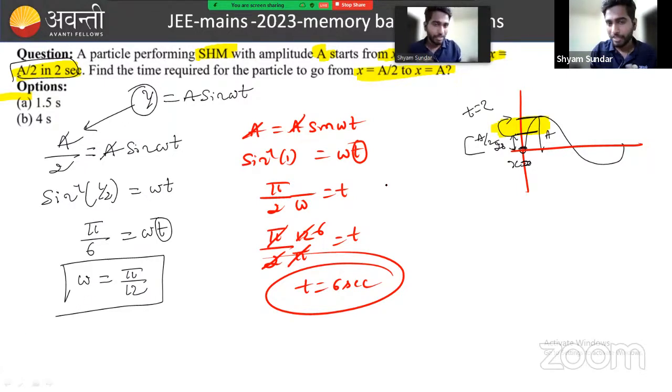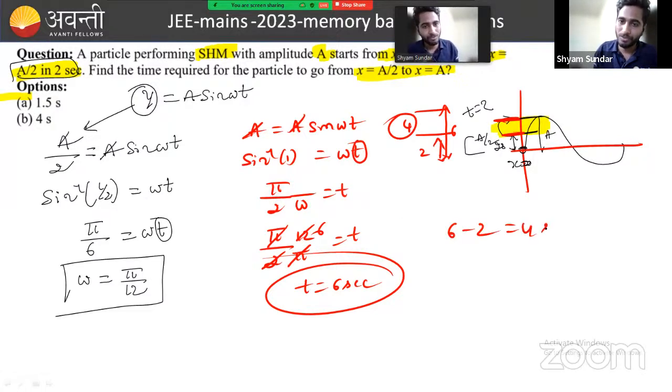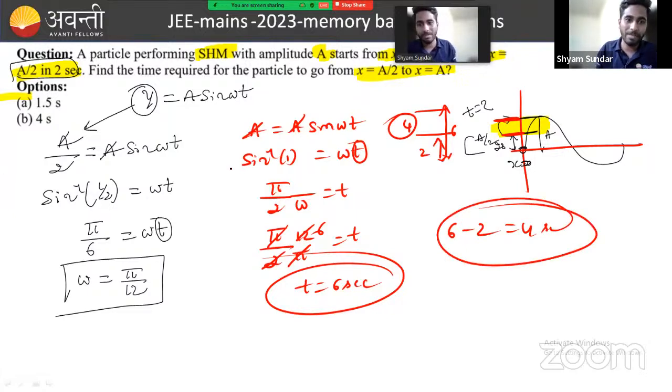Then we need to calculate only this portion, right? The yellow colored portion. We know that up to a by 2 it is taking 2 seconds. Up to the maximum amplitude, it will take 6 seconds. Then what will be this time? They are asking for a by 2 to a, right? This is obviously 4 seconds. Simple, it is 6 minus 2 equals 4 seconds. Hence the correct option is Option B.